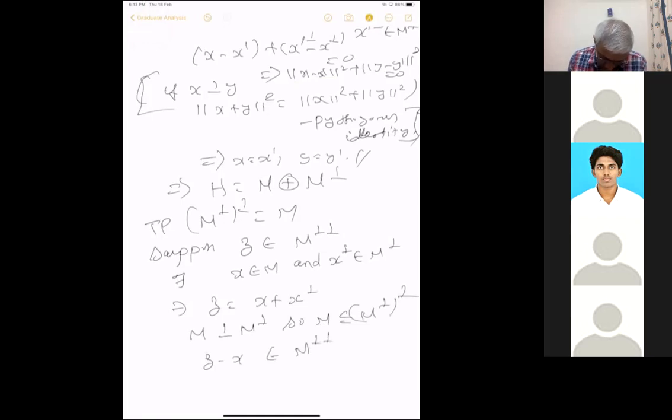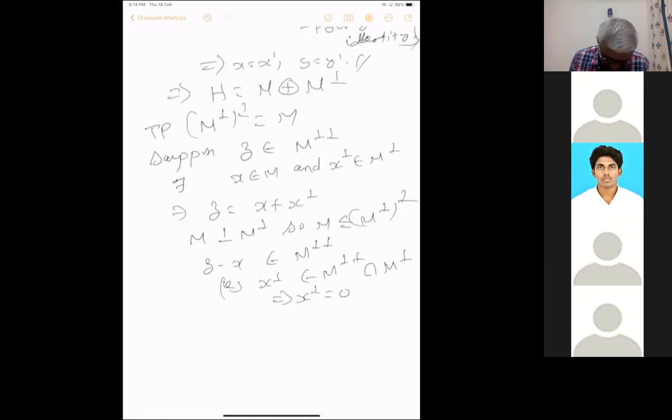So x perp is also in m double perp, which is equal to z minus x, right? And it's also in m perp. So something is in m perp and m double perp. This implies x perp has to be 0. So z is equal to x, which is in m. So if we have some z in m double perp, then that is in m. That's what we have proved. So m double perp is equal to m.